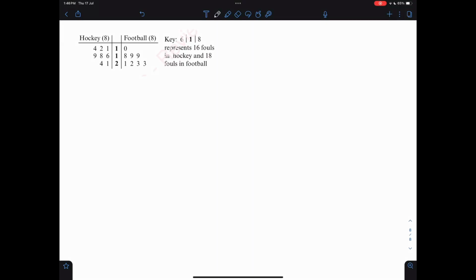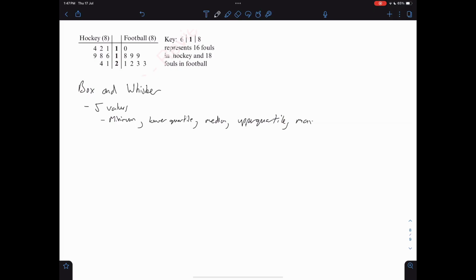So the next graph that you need to be able to draw is a box and whisker. For a box and whisker you need 5 values: the minimum, the lower quartile, the median, the upper quartile, and the maximum.